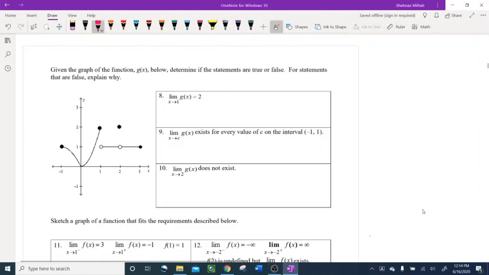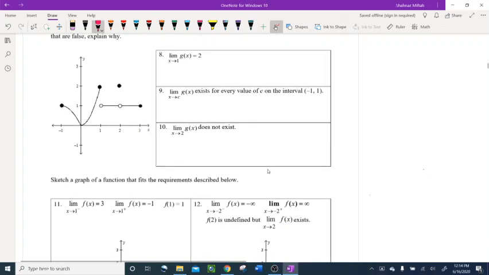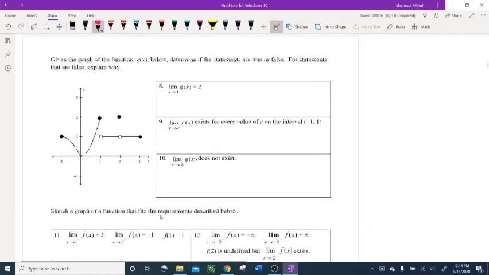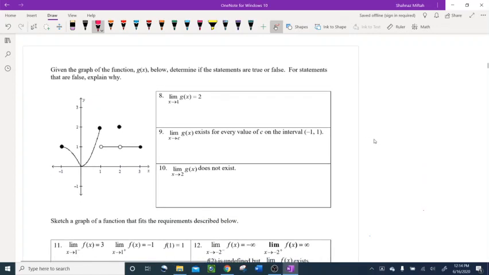Hello everybody. Today we are just reviewing three questions on the graphical approach of limits, and just two more examples to sketch a graph of the function that fits the requirement described below. Only two of those. Okay, that will be a short video. Now let's try this one. Do you see the first thing we should do?